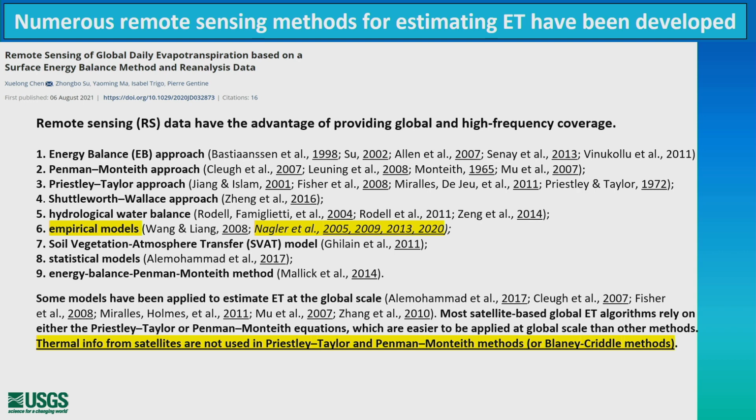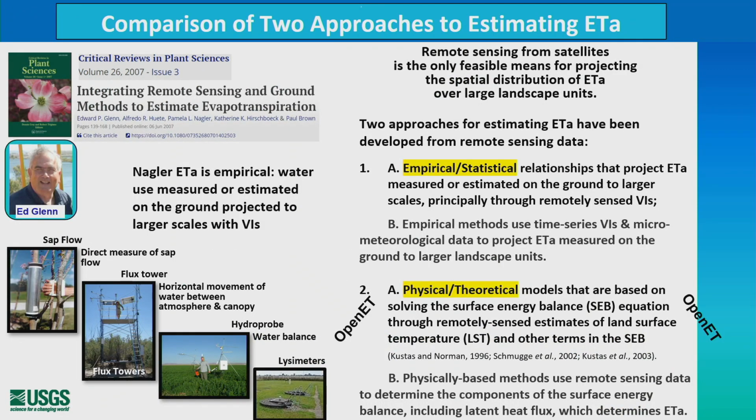And on the whole Navajo Nation, which is like the entire northeast corner of Arizona into New Mexico and Utah, and even in southwest Colorado, it's really hard because it's uninstrumented. And so Blaney-Criddle is one of the reasons we went that way, and I'll show you that in the end. But I'll tell you, Ed Glenn did the empirical and statistical versus the physical theoretical.